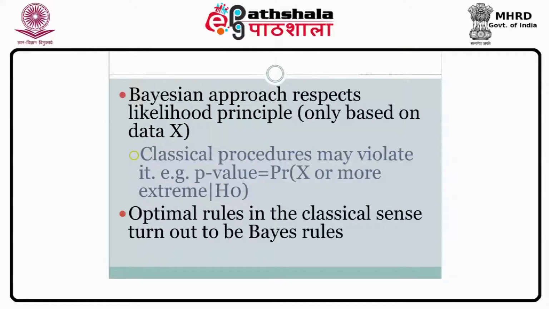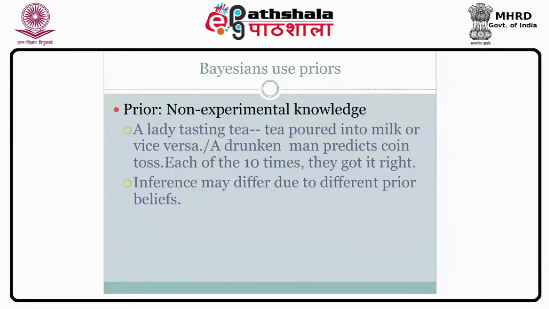Now let's start the Bayesian concept in more detail. Bayesians use priors. What is a prior? A prior is non-experimental knowledge. For example, a lady tasting tea, poured into milk or vice versa, or a drunken man predicting a coin toss. Each of the 10 times, they got it right.